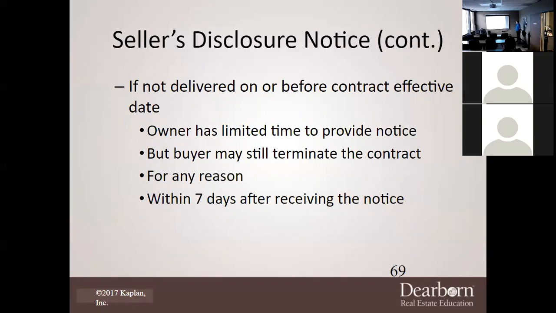Again, if not delivered on or before the contract effective date, guess what happens? The owner has limited time to provide the notice. So if you already have a client, say, Travis, you're told Aiden, get this to me. You talked to him Monday, you said I need it by Friday, and Aiden's like, okay, I'll get it to you, and he doesn't get it to you Friday. Then you call him Saturday, I'll get it to you Sunday. Sunday you don't have it, you call him Monday. If he's one of those clients, when you put Aiden under contract, do you think he's even going to meet this limited time frame? No.